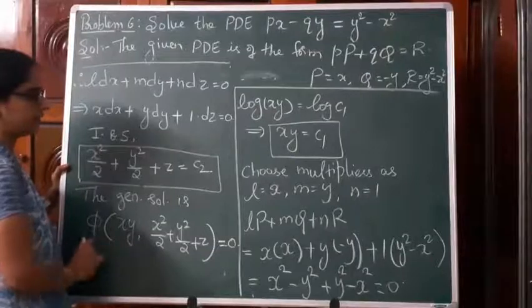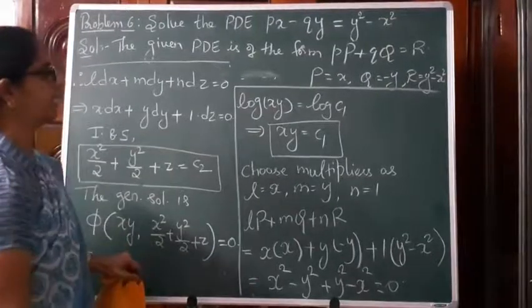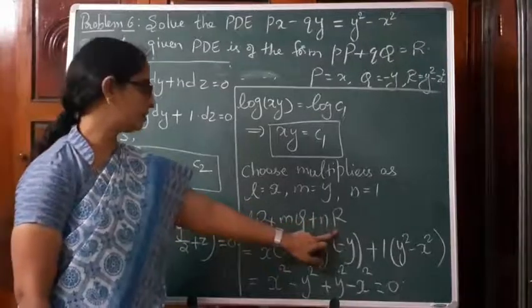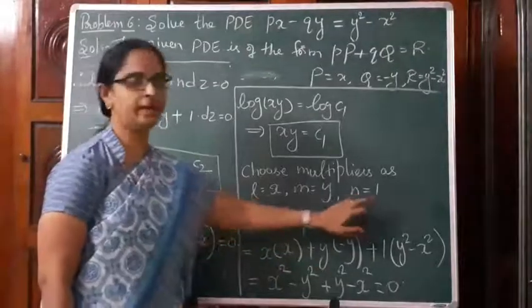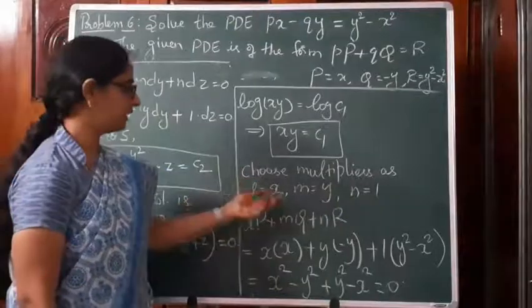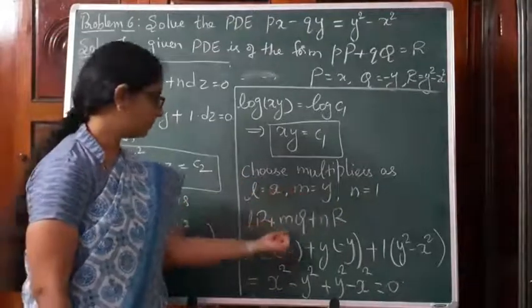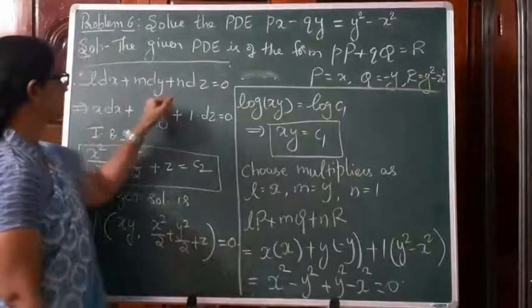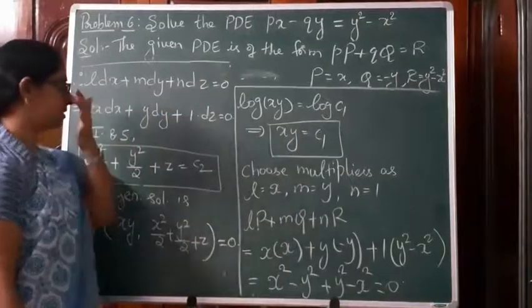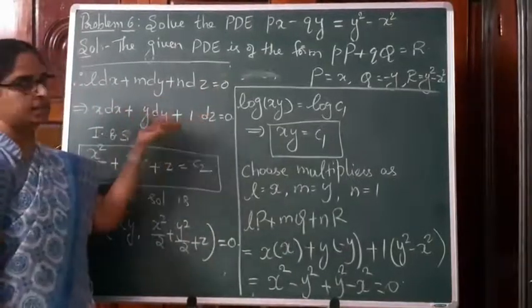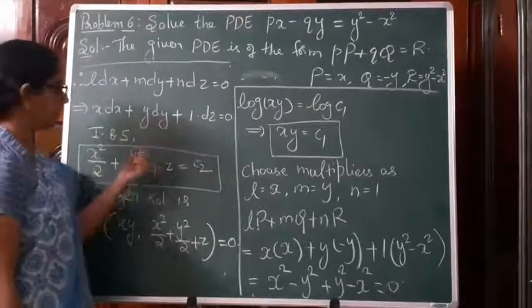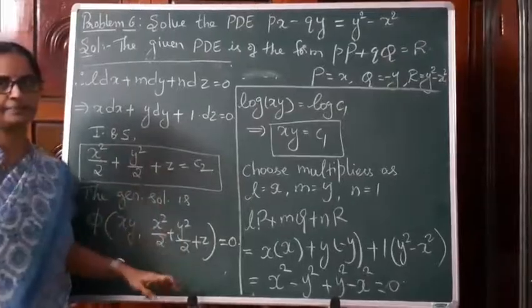For the second solution here we choose the multipliers such that lP plus mQ plus nR is equal to 0. This we have to find by trial and error method. We have to search for different options such that lP plus mQ plus nR is equal to 0, so that we can write l dx plus m dy plus n dz is equal to 0. Substitute l, m and n. Check whether you can directly integrate or you have to group the terms and simplify and then integrate.